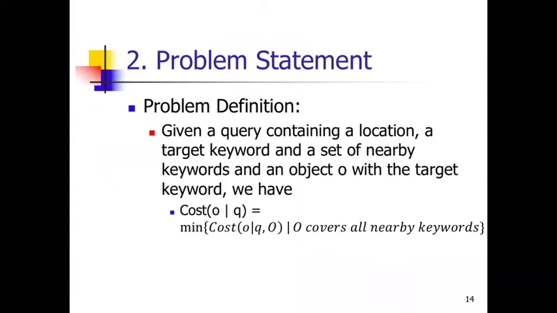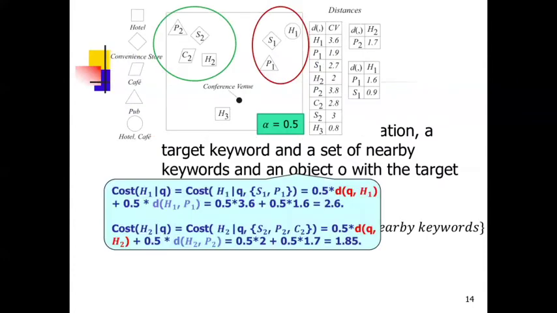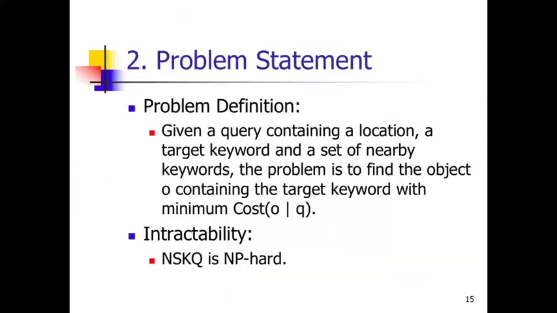Now let's present the cost of a given object containing a target keyword. Given a query containing a location, a target keyword, and a set of nearby keywords, and an object o with the target keyword, the cost of o given Q is equal to the minimum of the cost of o given Q and O, where O covers all nearby keywords. In this example, the cost of H1 given Q is the cost of H1 given Q and S1, P1, which is 2.6, and the cost of H2 given Q is the cost of H2 given Q and S2, P2, C2, which is 1.85. Thus, the optimal solution is H2.